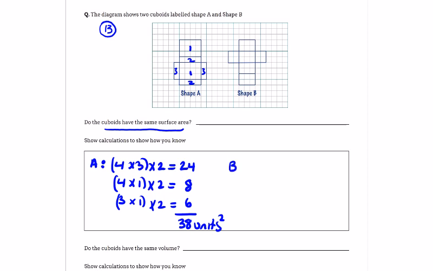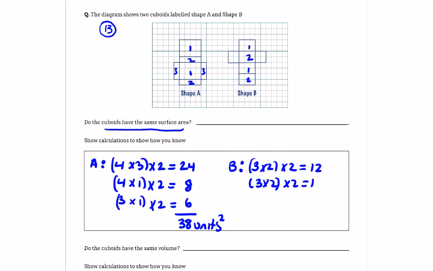And then for shape B, let's call this one number 1. We have a 3 by 2, and we have 2 of them. 6 by 2 is 12. Shape 2, you can see here they're also the same, but we're separating them just to keep consistent. We have 3 by 2, and we have 2 of them again.